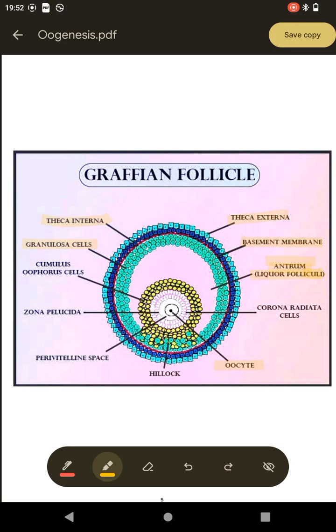Surrounding the oocyte there are certain structures. See, that is the hillock on which the oocyte rests. Then the perivitelline space, the space around the vitelline membrane, and after the perivitelline space is the zona pellucida, and after the zona pellucida are the cumulus oophorus cells, the cells that surround the oocyte. So this is all. This is the schematic diagram and the flow chart of oogenesis. Thank you.